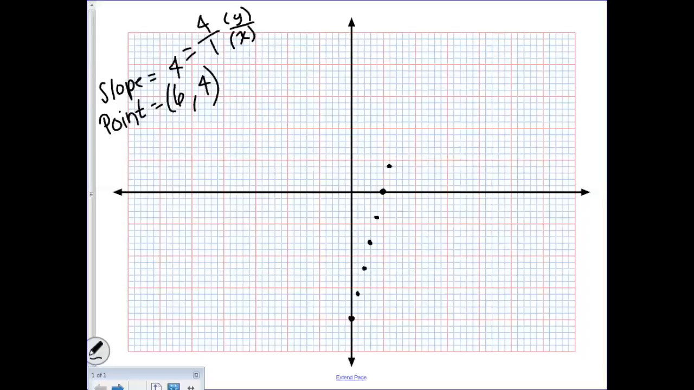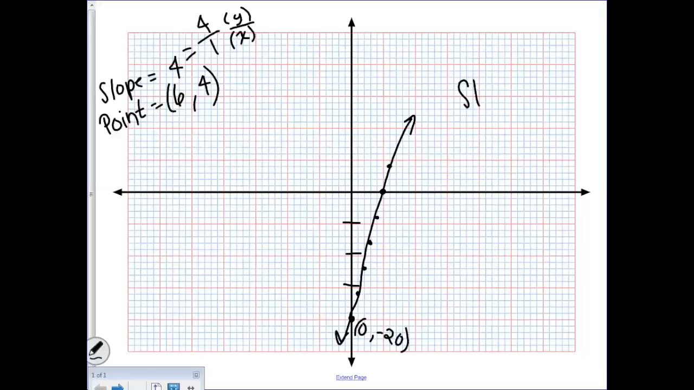Have I figured out now where it crosses my y-axis? Where does it cross it? At what point? This goes by fives. Negative 5, negative 10, negative 15, negative 20. And then I could create my line. Oh, that's not very straight. That's okay. So, do I now have my y-intercept?